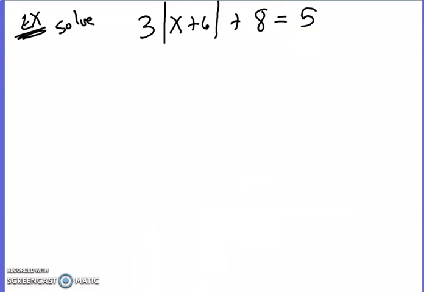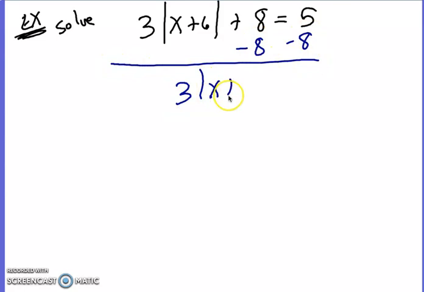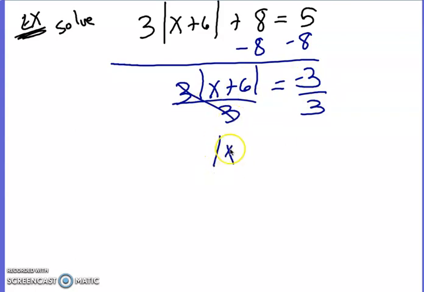So let's look at this problem. Very similar to the last problem, very similar. But I want you to notice, if I start by subtracting 8 from both sides, I'm going to get this. Divide both sides by 3, just like the last problem. Now here's something you need to literally pause the video and think about.